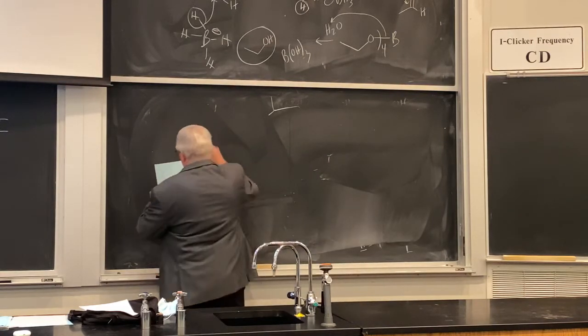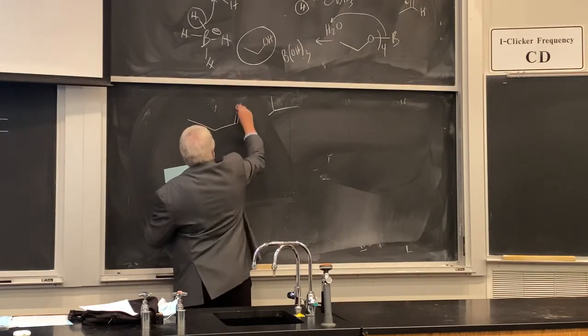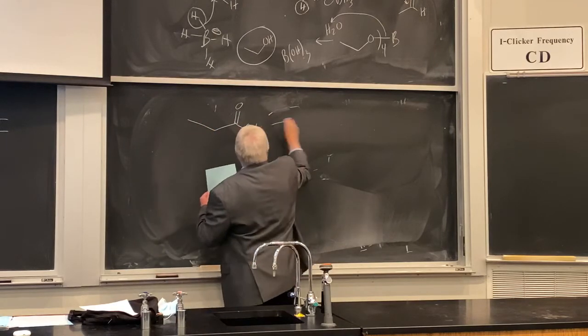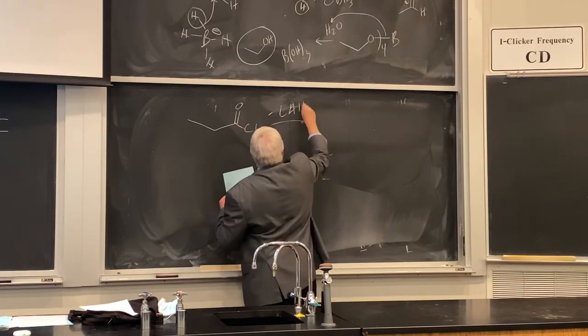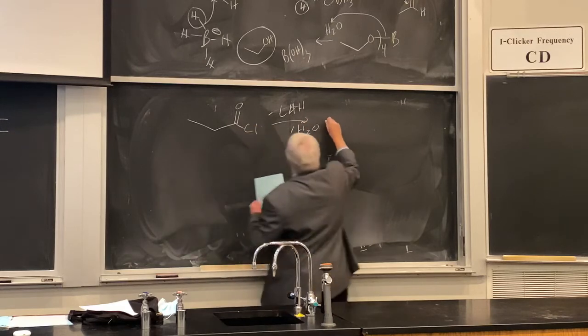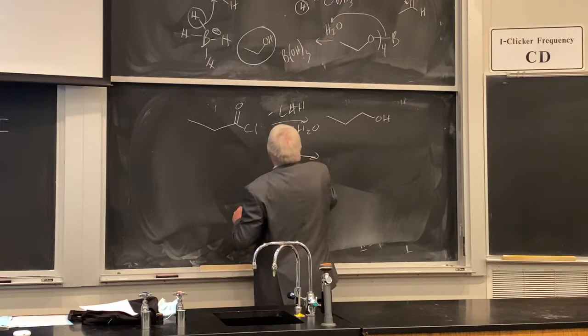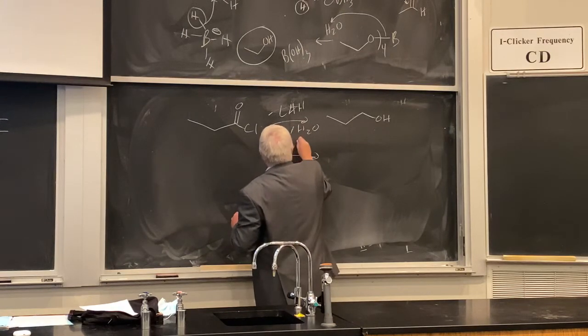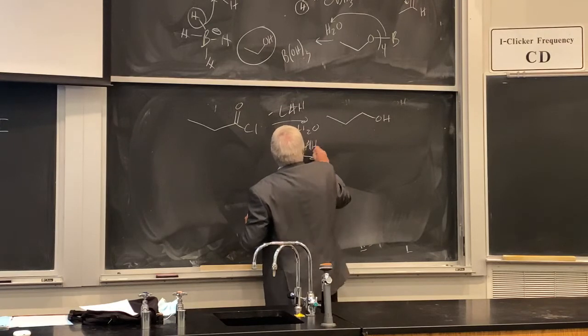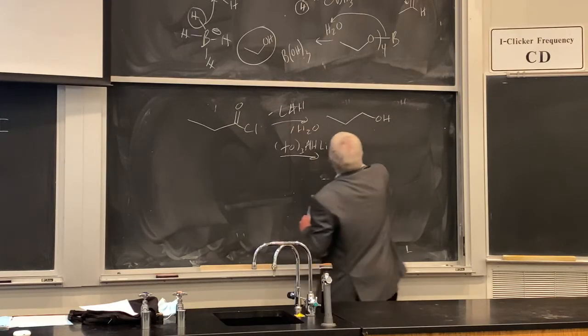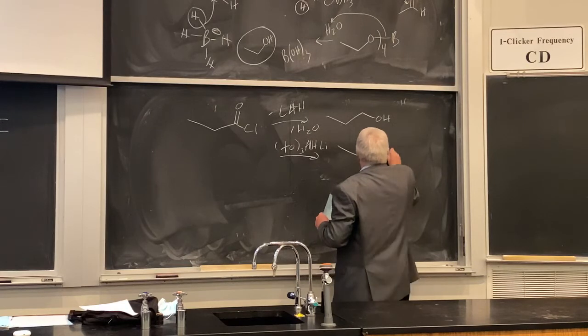We've got this acid chloride. If we react with LAH and quench with water, we'll get the alcohol. If we react with tri-tert-butoxy aluminum hydride, we'll go to the aldehyde.